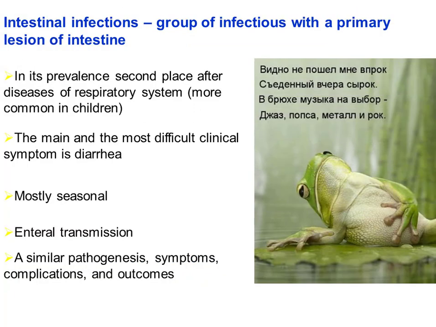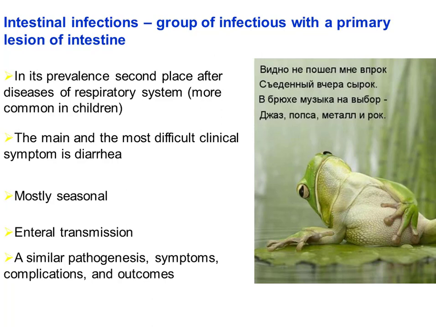So, our today's lecture is intestinal infection. What is it? It's a group of infectious diseases with a primary lesion of the intestine, a group of diseases occupying the second place in prevalence after infections of the respiratory system. The source of the pathogen is a sick person or bacilli carrier. At salmonellosis, paratyphoid B, botulism, it's often animals. The bacterial carrier can be acute, chronic, or transient.